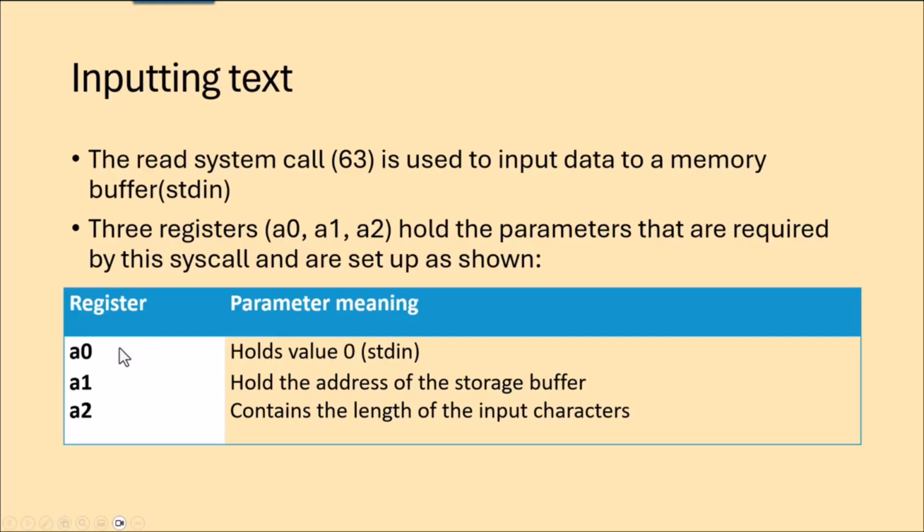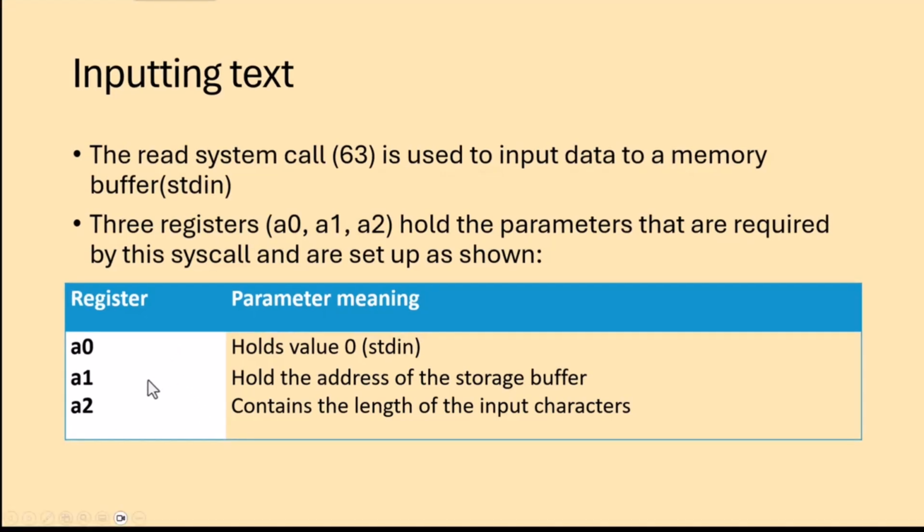If we want to input data, it's fairly similar. We have to use the same 3 registers. In this case, though, to input data from the keyboard, we load A0 with the value 0. A1 is where we're going to store the address of the buffer, so when we read in the data, it will be located into this storage buffer. And then A2 will contain the count of the input characters. So, we want to make the buffer large enough to contain this inputted data.